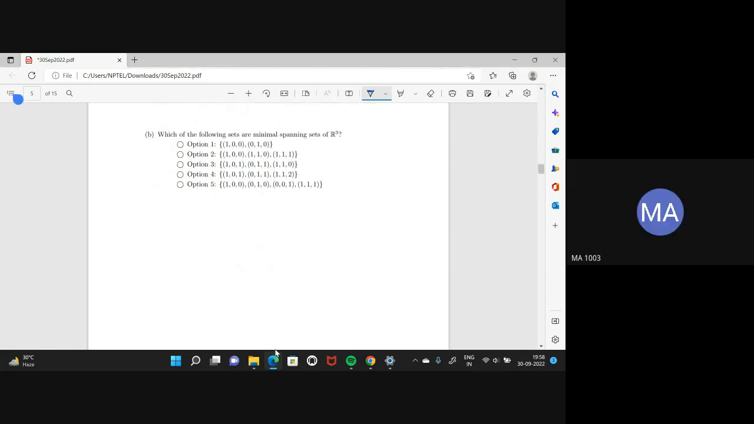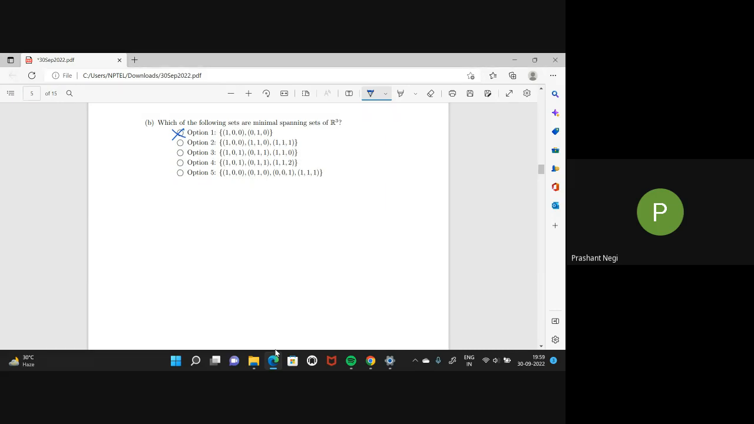Correct. What about minimal spanning sets of R3? Is option 1 a spanning set for R3? No, madam. Not even a spanning set. Forget being minimal. Option 2? Yes, madam, it is. Why is it a spanning set, first of all? Because it spans R3. How can you prove that it spans R3?